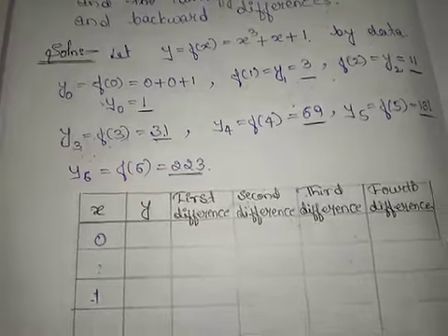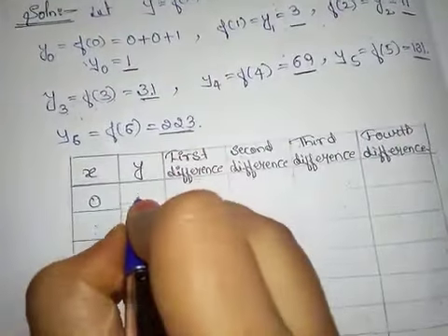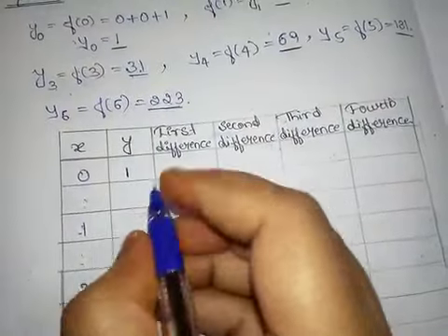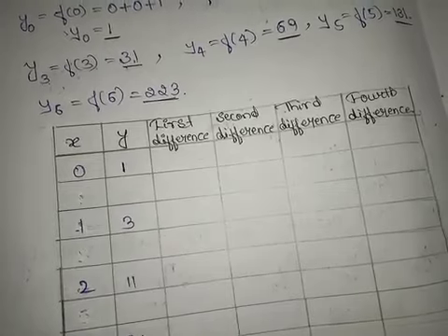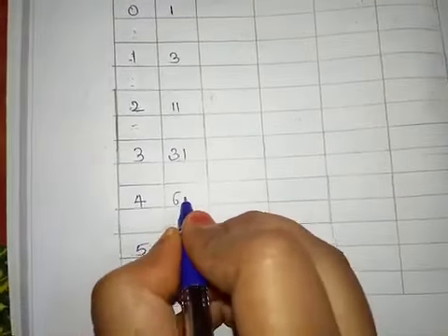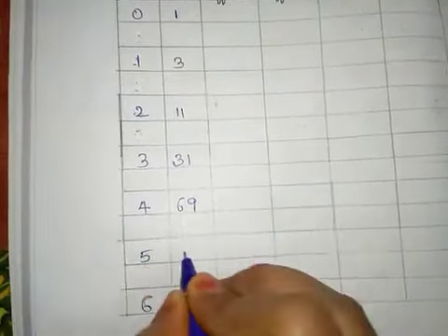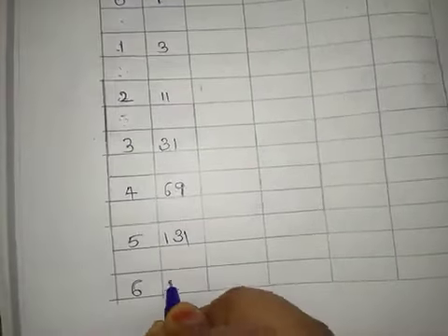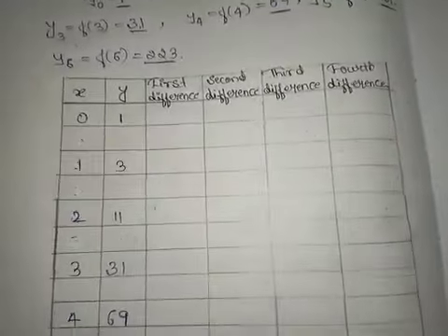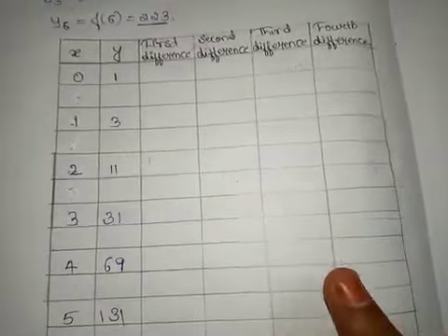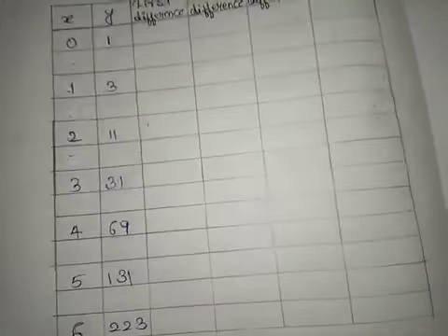I will write these values in our tabular arrangement: 1, 3, 11, 31, 69, 131, 223. Now we will find the first difference. We know that finding this difference table is the same for both forward and backward difference. Let us see how to find this one.